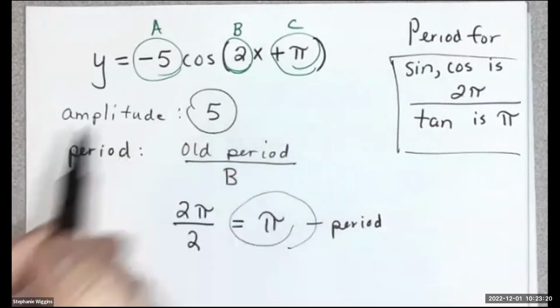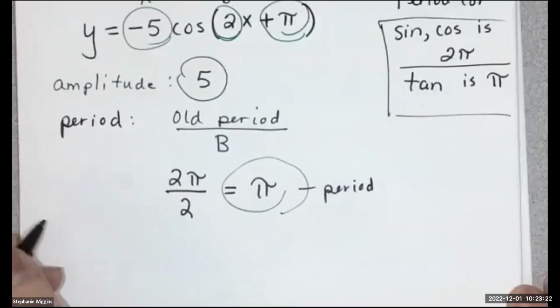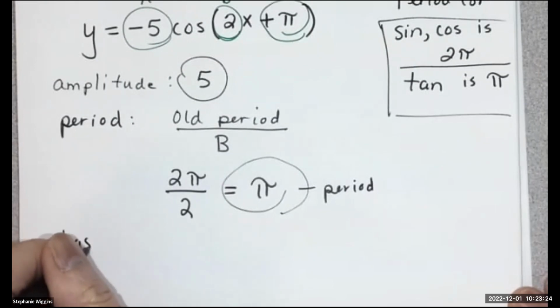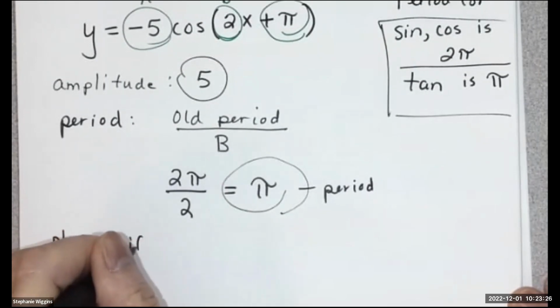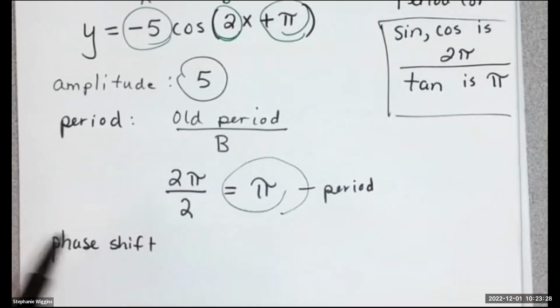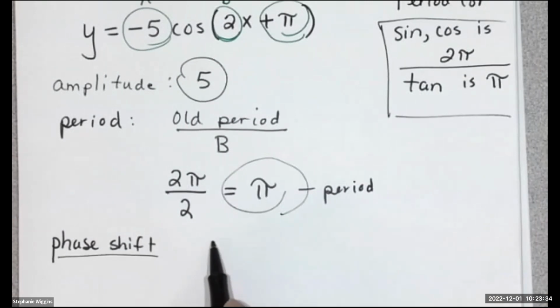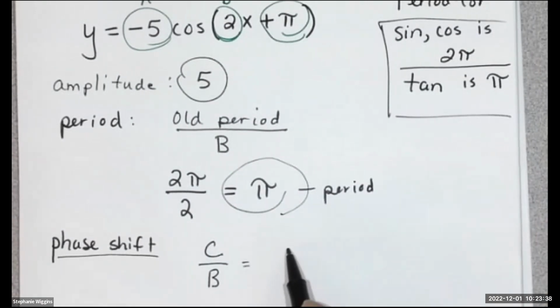Okay, this is the amplitude. And finally, how do you calculate the phase shift? So the phase shift is you're going to take C over B. So in this case, it's going to be pi over 2.